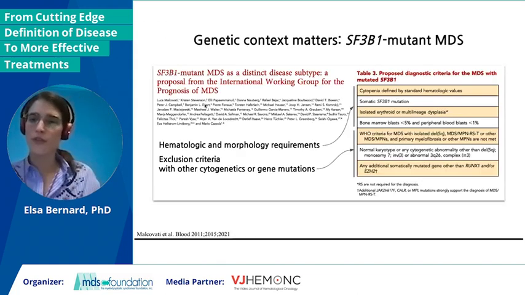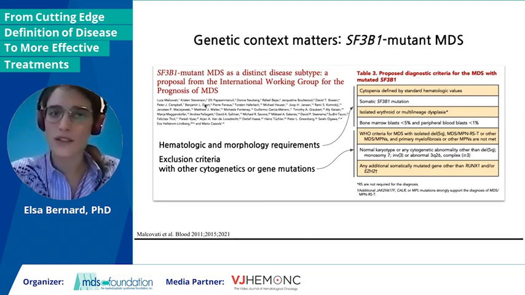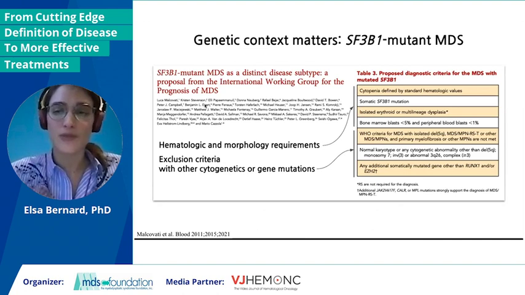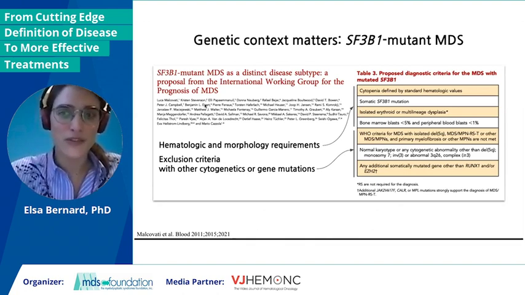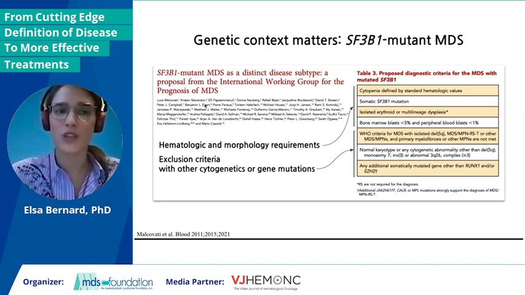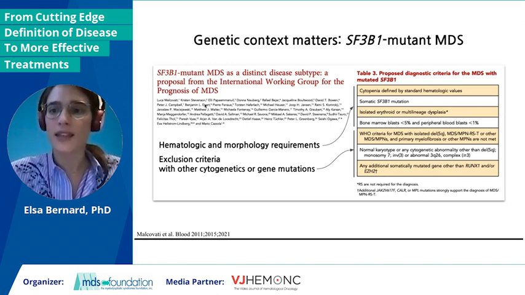And this concept of how the genetic context matters, I will finish with that concept, and I will illustrate it using SF3B1 mutant MDS as a paradigm and as an example. So this will be my very short, last few slides. We started the talk showing that SF3B1 mutant MDS is a distinct disease entity, and in the criteria for defining that entity, there are exclusion requirements with other cytogenetics or other gene mutations.